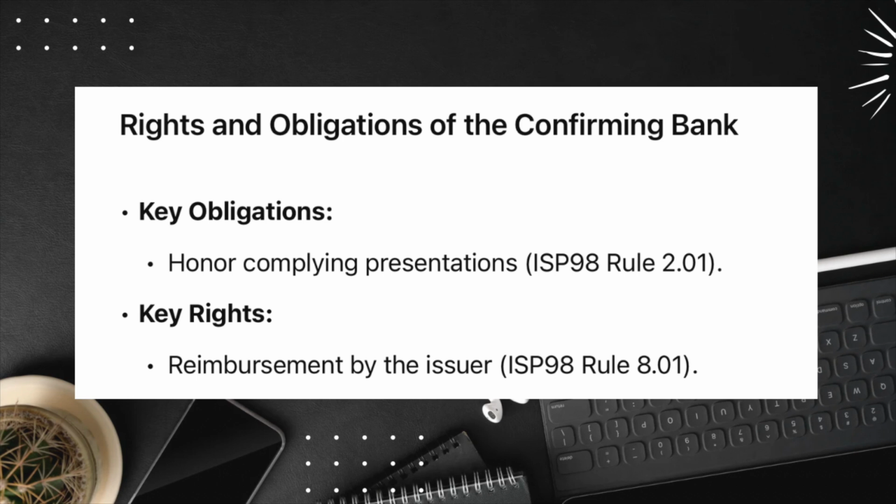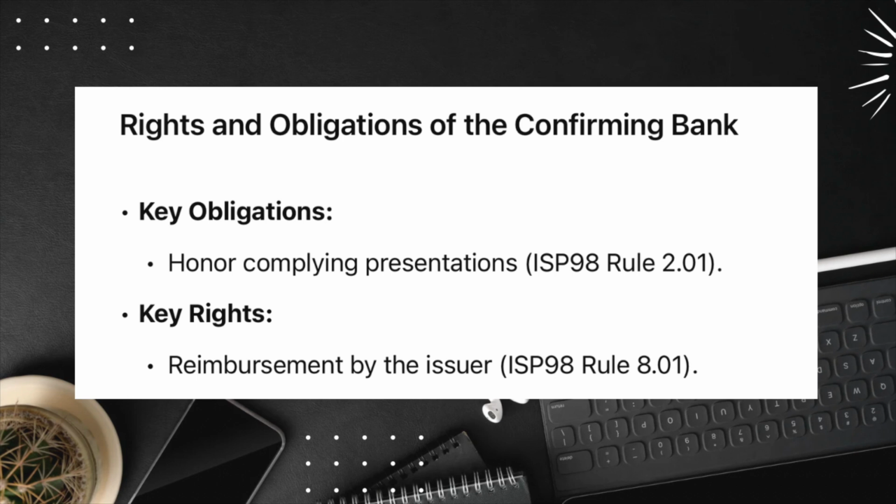In other words, the role of confirming bank in standby letter of credit is similar to that of confirming bank in commercial documentary credit. The confirming bank will be requested by the issuer to add its confirmation to the standby letter of credit. If the confirming bank agrees to do so, it assumes the obligation to honor a complaint presentation. If a confirming bank does honor a complaint presentation, it has the right to be reimbursed by the issuer in accordance with ISP 98 Rule 8.01.